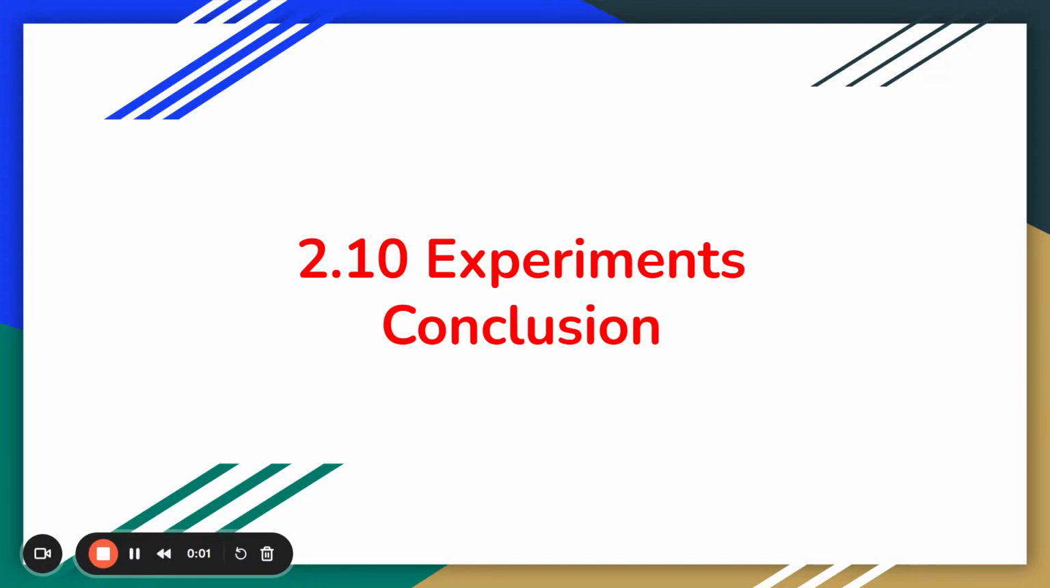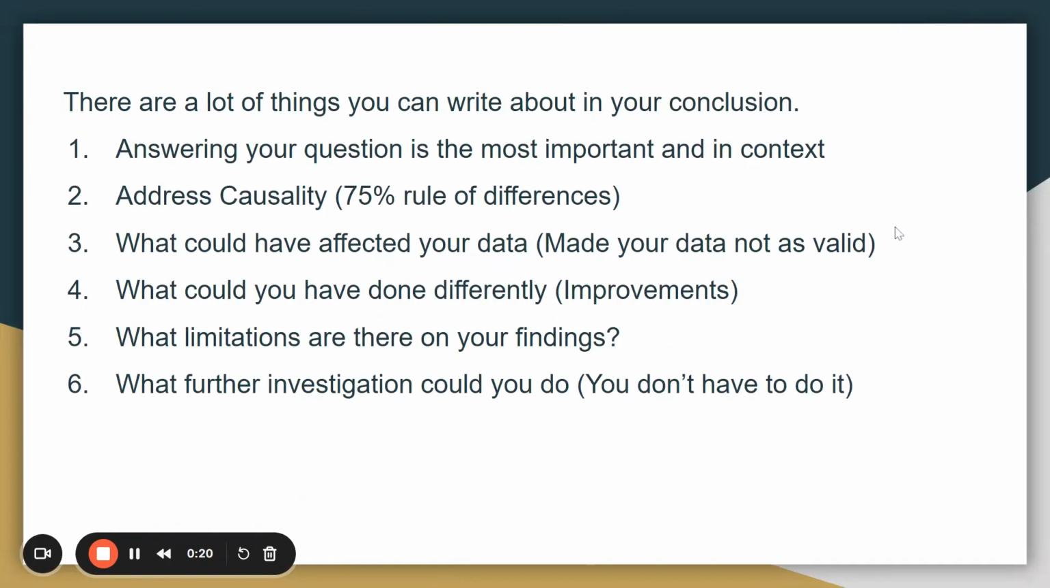So looking at the last part of our 2.10 experiments assessment, particularly the conclusion, this is the level 2 NCEA experiment standard, particularly looking at paired experiments. The conclusion is the last part we write in our assessment to basically summarise what we have found. So there's lots of things you can write in it.